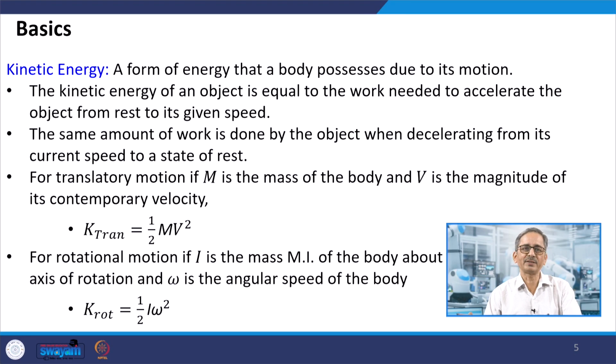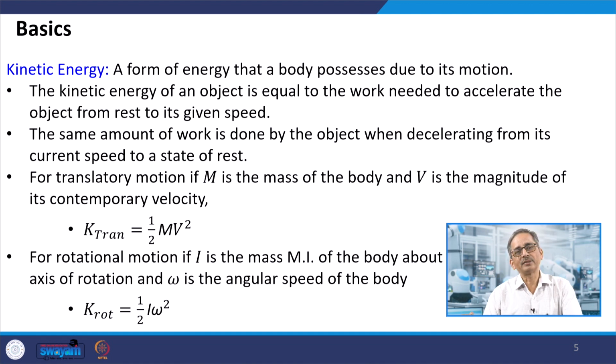The first is the kinetic energy. It is a form of energy that a body possesses due to its motion. We have studied this in school. Now, the kinetic energy of an object is equal to the work needed to accelerate the object from rest to the given speed, or equally, the work done by the object when decelerating from the current speed to the state of rest. Either way we can have it.